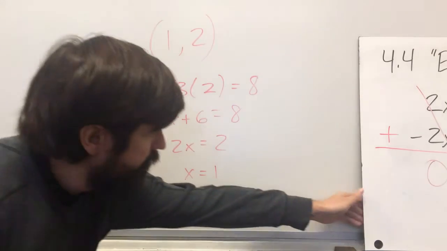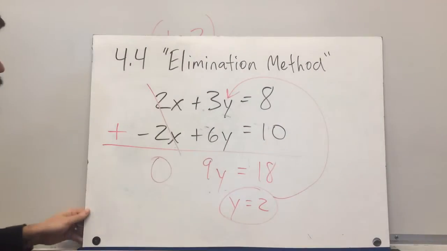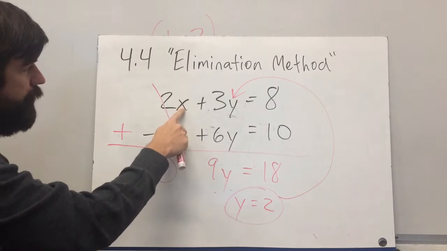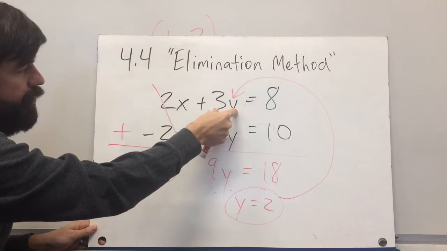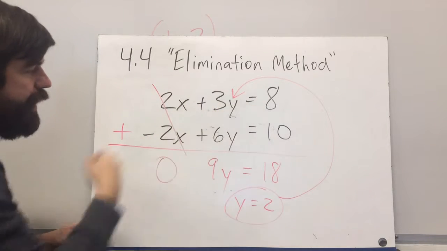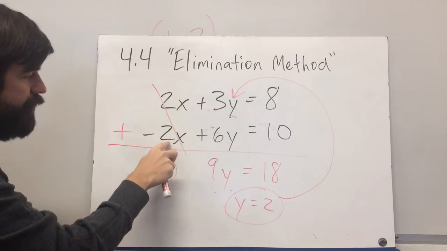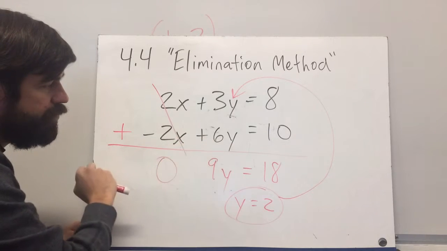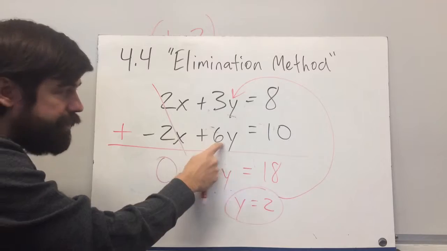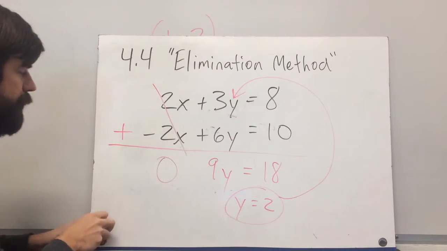And I can check those by going back to my original one and plugging them in. 2 times 1 is 2, plus 3 times 2 is 6, 2 plus 6 is 8. Negative 2 times 1 is negative 2, plus 6 times 2 is 12. Negative 2 plus 12 is 10. Works out.